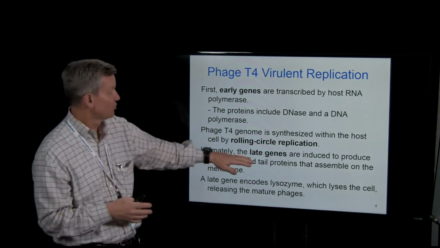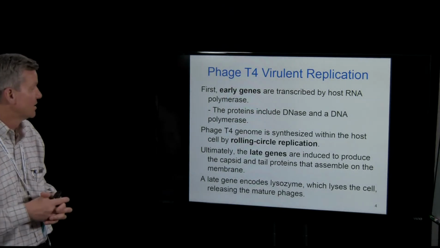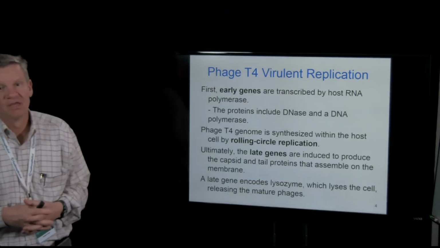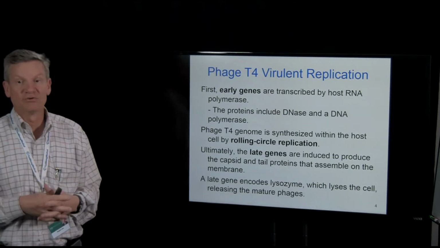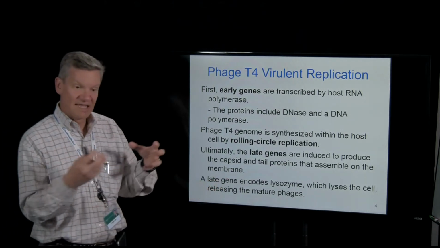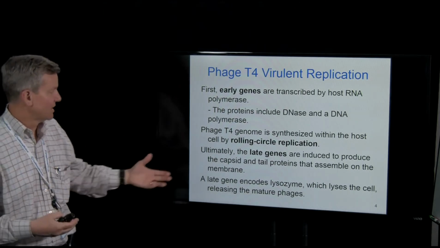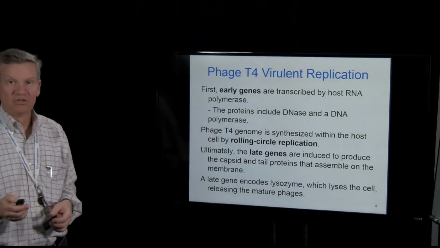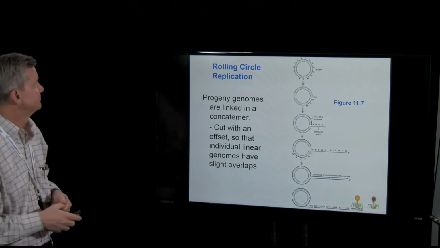And then late genes, remember, are structural. They produce the capsid and the tail proteins that assemble onto the membrane. Another late gene encodes something called lysozyme, and you already know that lysozyme degrades bacterial cell walls. So as the phage matures and gains its double-stranded DNA into the capsid and assembles, then lysozyme degrades the cell wall, and the bacteria bursts, releasing the phage.